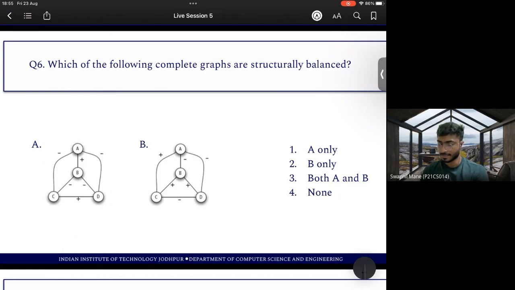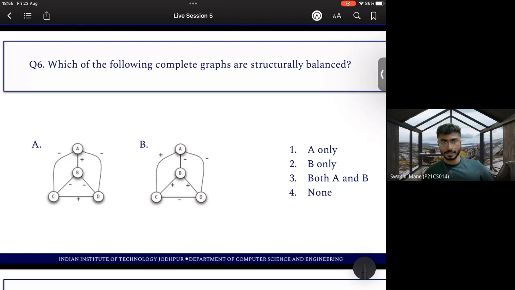So let's dig into this question. Which of the following complete graphs are structurally balanced? Two graphs which are complete graphs have been given, graph A and graph B. Structurally they look similar, but you can see the edges, the relationships between those users, are actually different.